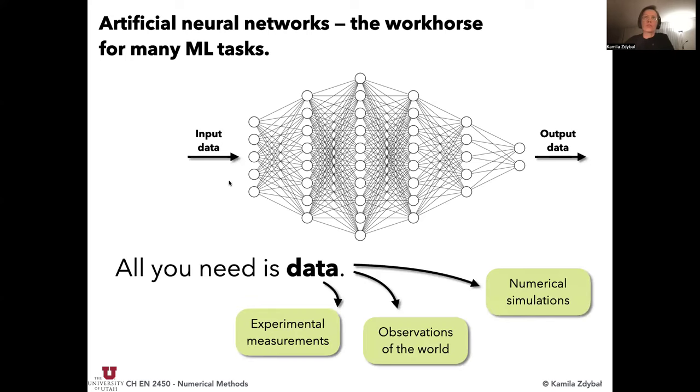Now, to train those neural networks, all we really need is data. So we collect data sets, maybe from experimental measurements or just taking observations of the world. Maybe we record some information about the world, take pictures, record video or sound. We might also perform numerical simulations, which might supply big data sets to feed into these networks and train them.